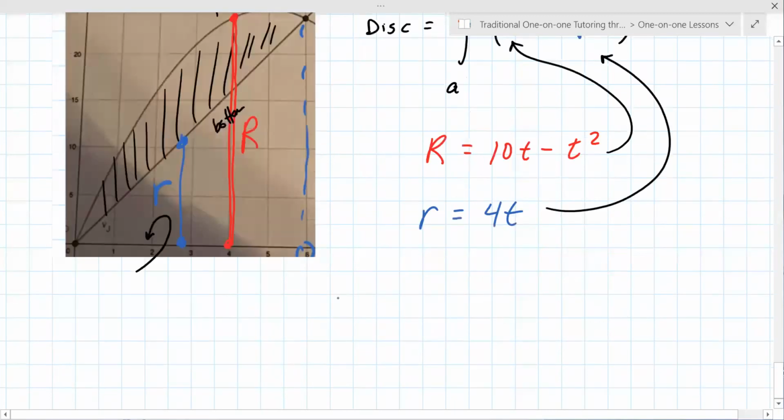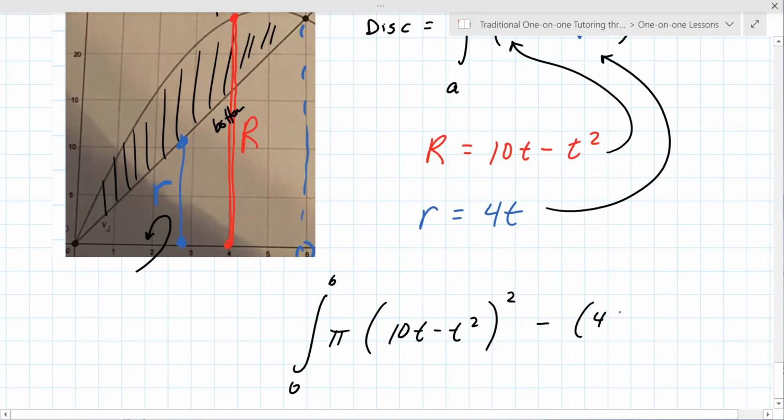So it becomes the integral from 0 to 6 pi of 10t minus t squared, minus 4t squared dt. That's big R and that's little r.